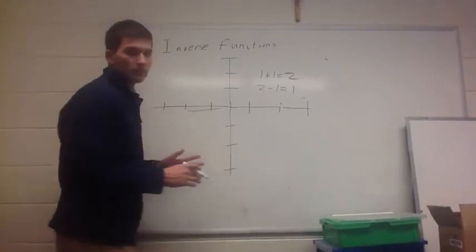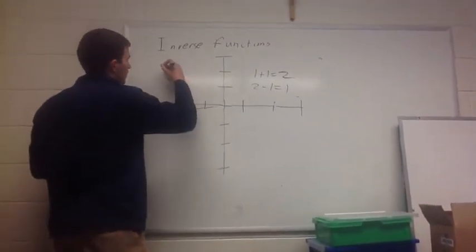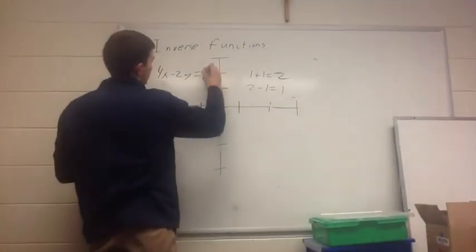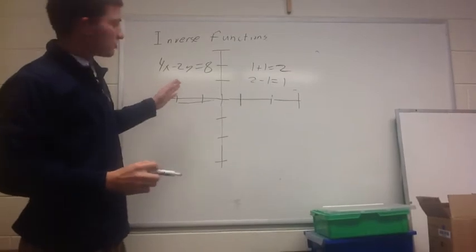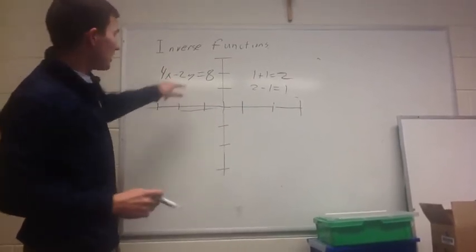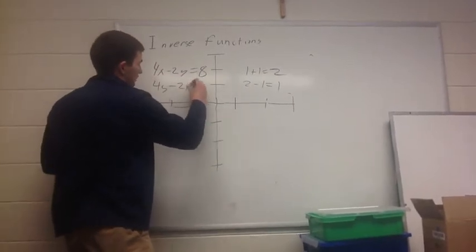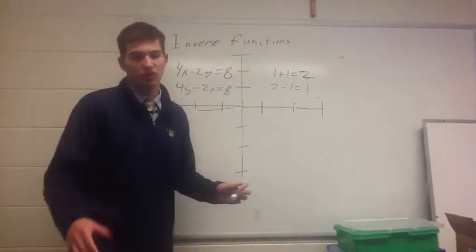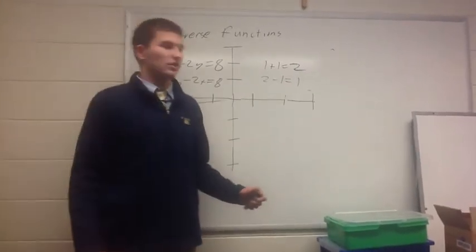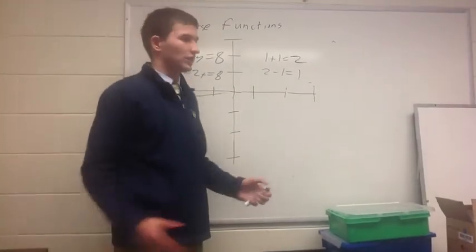Now let's get into two variables, an x and a y. So let's say 4x minus 2y equals 8. Now, that's just the normal function. To find the inverse of the function, we have to switch the x and the y. So you end up with 4y minus 2x equals 8. If we take the derivative of the inverse of an equation, then that ends up being the reciprocal of the derivative of the parent equation.